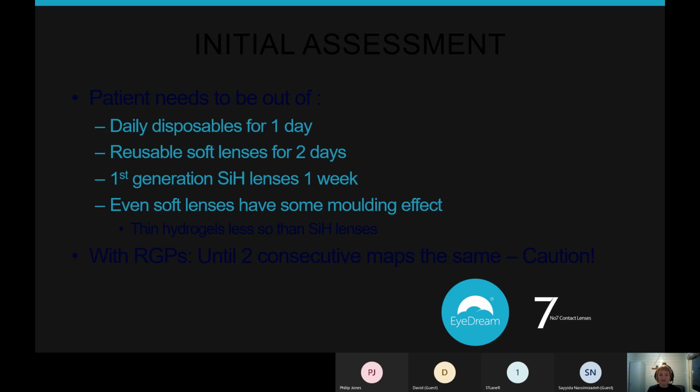So my take-home lesson here is don't fit gas permeable wearers unless they were already going to drop out of gas permeable wear for another reason. And in which case, manage them out of the gas permeables before you look at ortho-K. And my second take-home message is people that live on your street should probably see another optician.